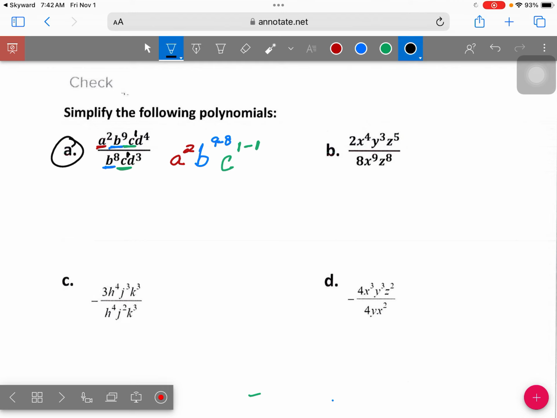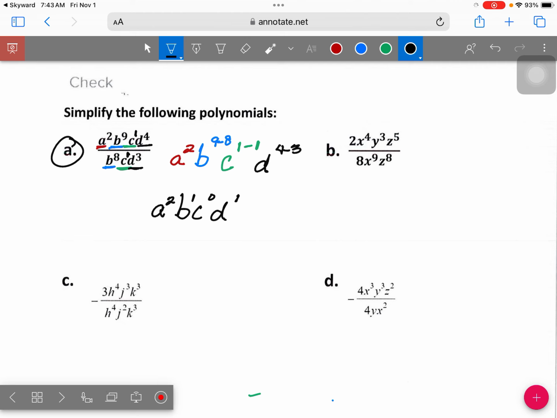And finally, I have D to the 4th and D to the 3rd. That is D to the 4 minus 3. They have the same base. You keep the base and subtract when you are dividing those powers. So let's simplify. A squared just stays as A squared. B to the 9 minus 8 is B to the 1st. And if you don't want to put the 1 on there, you don't have to. C to the 0 power. And finally, we have D to the 1st power.